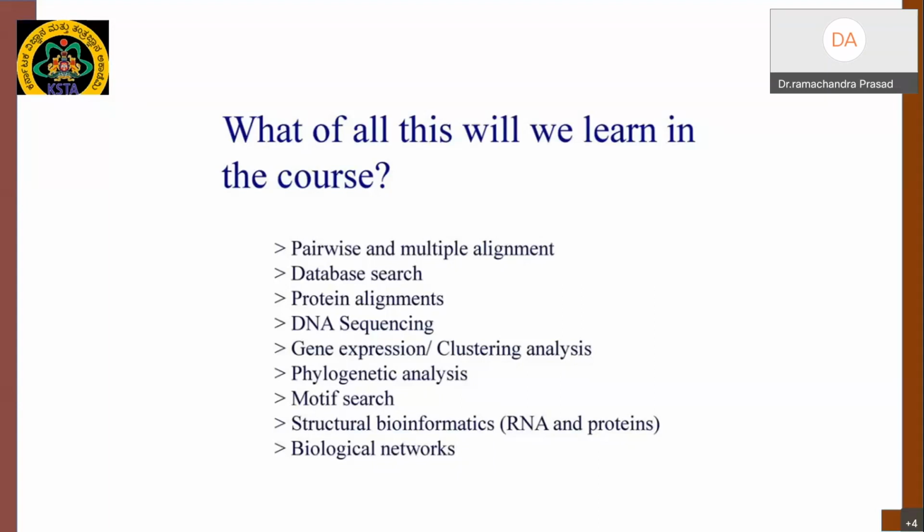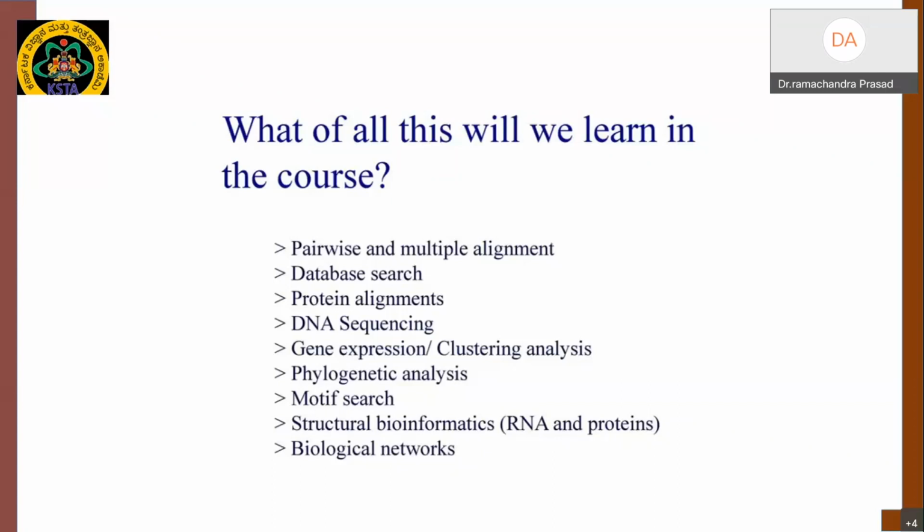Structural bioinformatics, this is RNA and proteins. Most of the time we need to understand the protein structure. Why? Because there is a relation between structure and function. If you want to understand the function, we need to understand the structure. That's why they use X-ray crystallography, NMR, and cryo-electron microscopy. These are the three major techniques we use to get the structure of a protein.